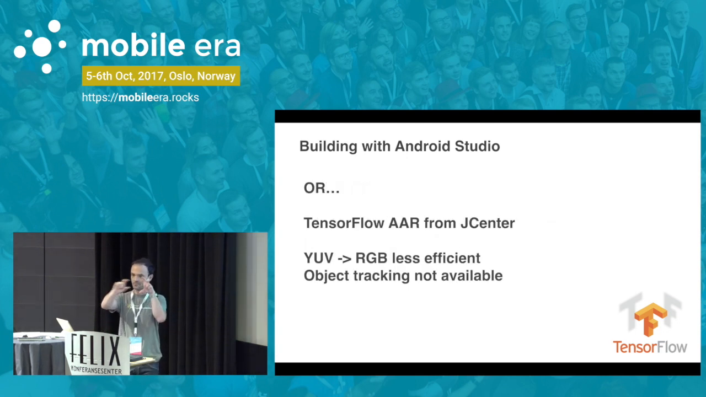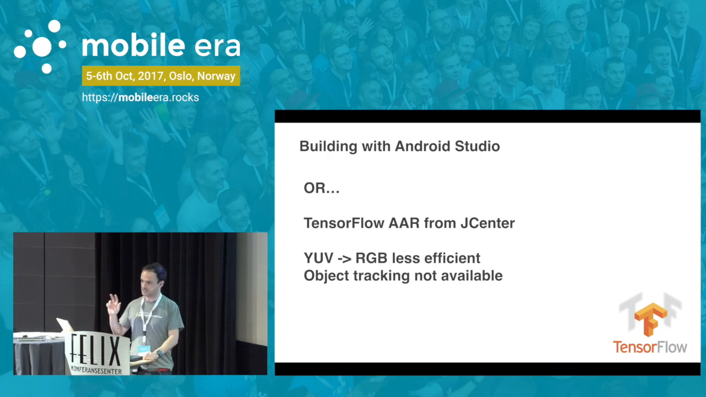The other alternative would be to just download TensorFlow from JCenter. Like in Gradle, we put this line to compile or download this. That's amazing, and it's how it should be. The only problem is that right now they don't support object tracking, which is bad. It might change in the future. And the conversion from YUV color into RGB is less efficient than using the native library.